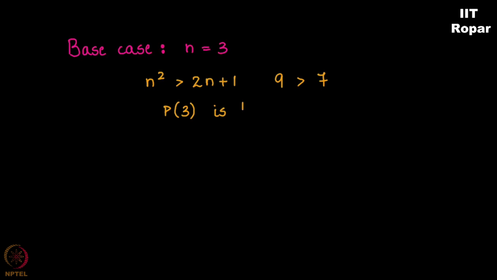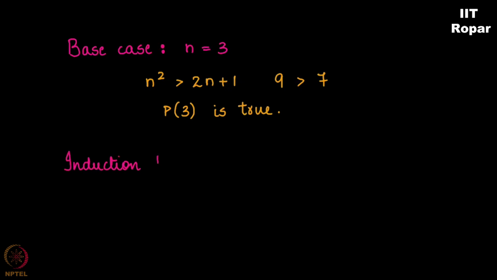So I stated the problem in the earlier video. Let me prove it using induction. What is the base case? The base case starts with n equal to 3, and hence we have n square greater than 2n plus 1, where n equal to 3 will be 9 greater than 7, and hence the basis step is true.